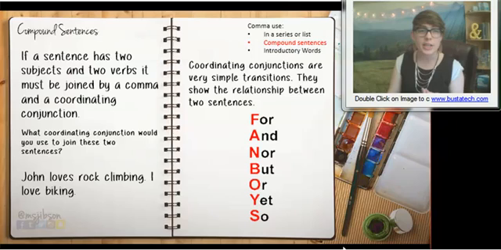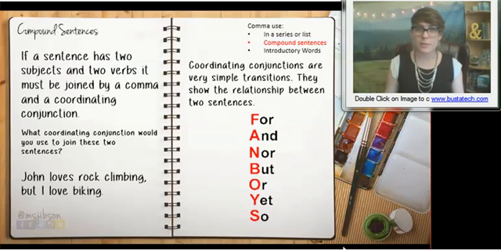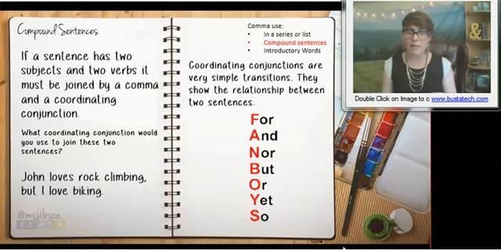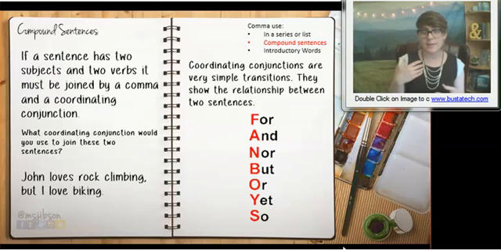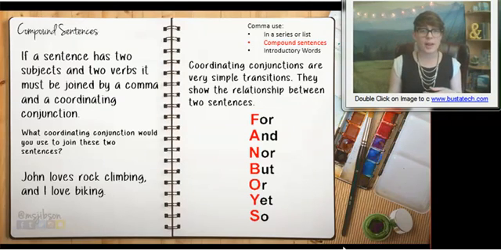What coordinating conjunction would you use to join these 2 sentences? John loves rock climbing. I love biking. You could use a couple different ones. You could say, John loves rock climbing, but I love biking. That kind of implies something different than saying, John loves rock climbing, and I love biking. It's up to you. But notice, in each instance, you have your first complete sentence, John loves rock climbing, comma, then your coordinating conjunction, and I love biking, or but I love biking. So for each complete sentence, you need your comma and your coordinating conjunction.